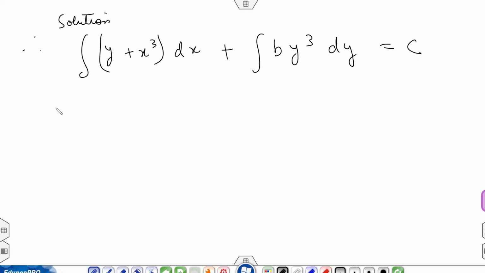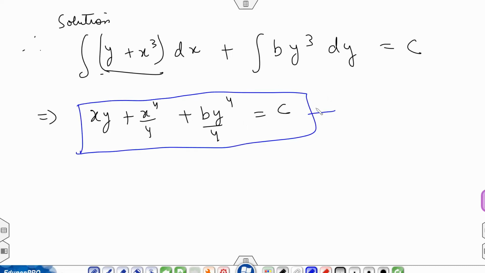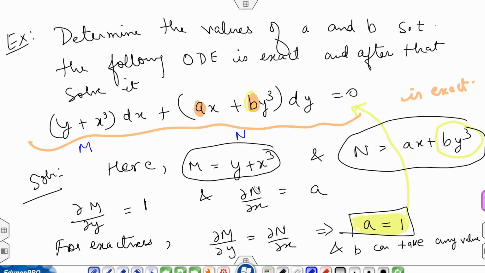So I'll integrate this with respect to x, keeping y constant. So I'll get this. And then I'll integrate this. So I'm getting this. This will be the solution for the given differential equation, and it will be exact if the value of a is equal to 1.